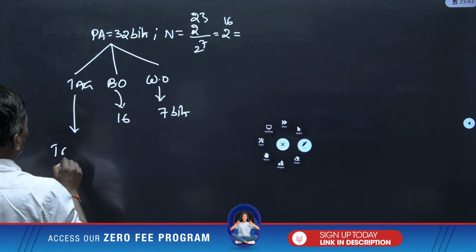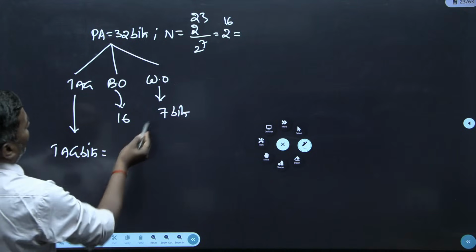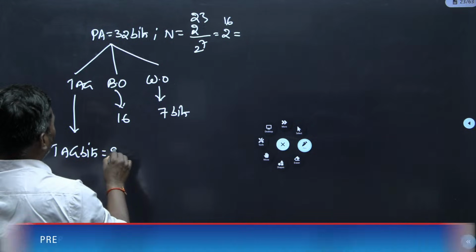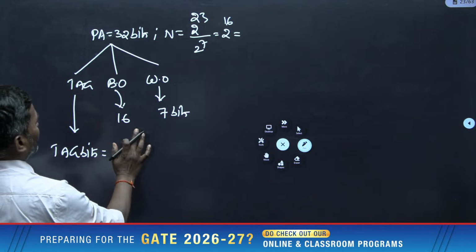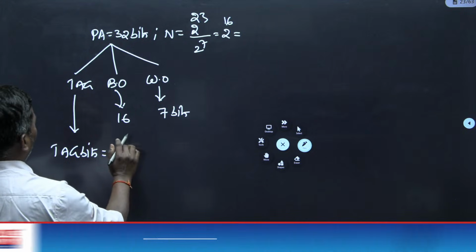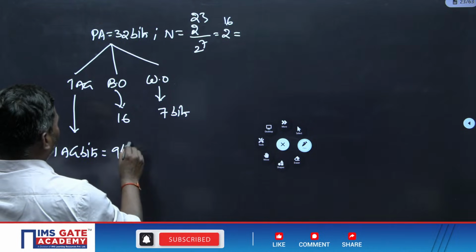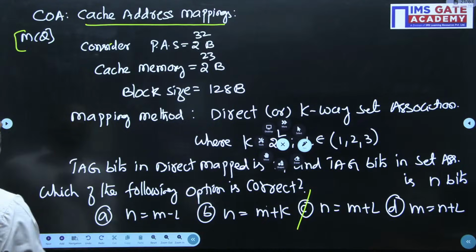Then the tag bits. So tag bits equal to how much now? 32 minus 23 means 7 plus 2, 9 bits. Only 9 bits. So 23 means what? 7 plus 2, 9 bits we will get here. Correct. So once again, cross check the data.